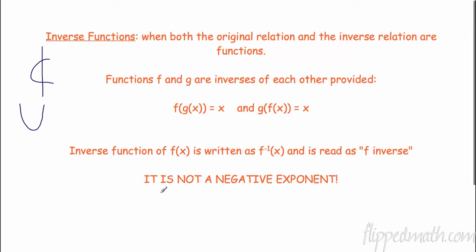The inverse function of f of x is written as f inverse of x and is read as f inverse. It is not a negative exponent. In other words, you're not going to take this and put it over 1. It's not following the exponent rules because it's not a negative exponent. It's shorthand for f inverse.